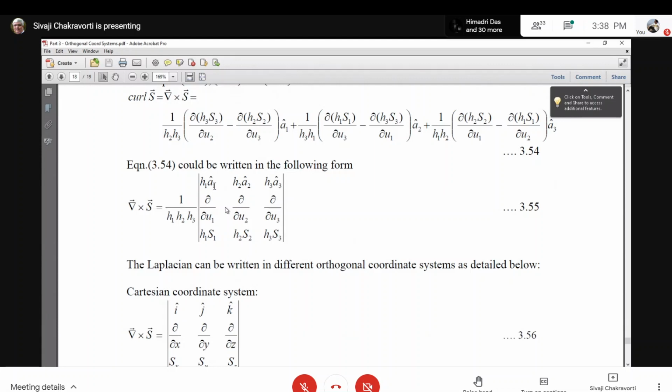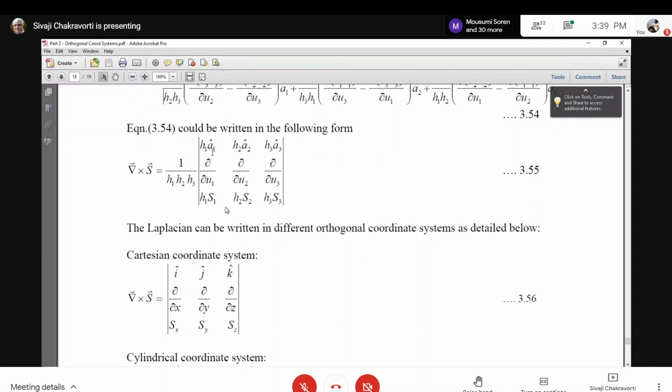See, h1 a1, then del del u1, then h1 s1. Second column is u2, h2 a2, del del u2, h2 s2. Third column is h3 a3, del del u3, h3 s3, and divided by h1 h2 h3. That's all. Now see, this is so simple to remember. This is del cross S, that is curl of a vector field S.